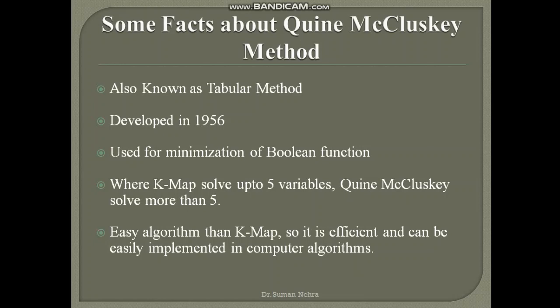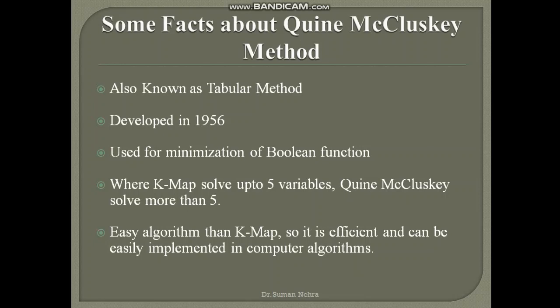It is also known as the tabular method. It was developed in 1956. It is used for minimization of Boolean functions, where K-map solves up to 5 variables, but Kuhn-Mikulski solves more than 5 variables. For many applications, when the number of inputs is too large, the use of the K-map becomes too difficult. Then we will use the tabular method.